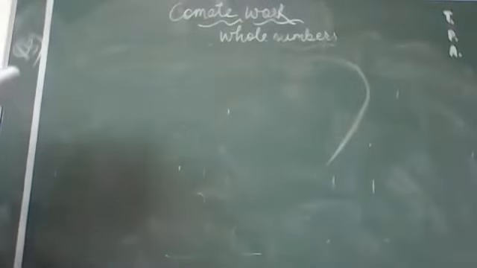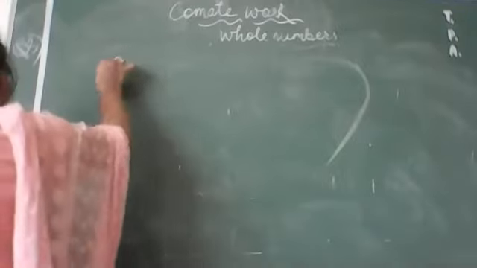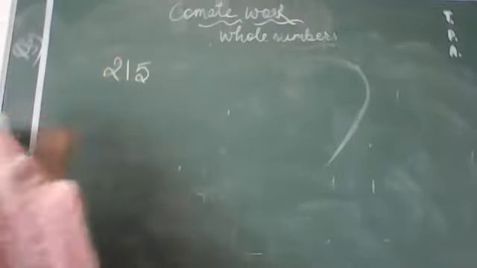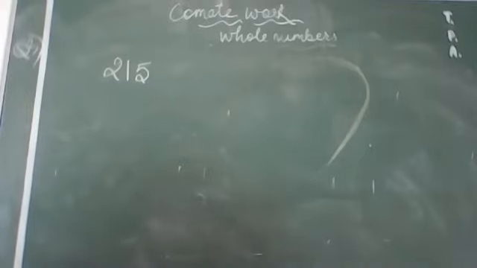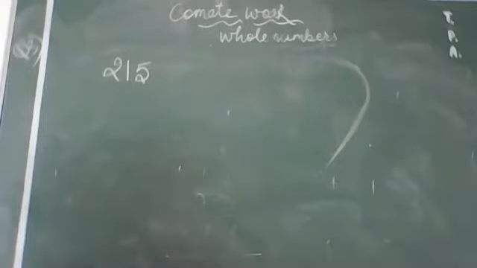Question number 3 is telling here, find the least 4-digit number which is exactly divisible by 215. Okay? It means you have to find a number which should be divisible by 215 and it should be the least 4-digit number. The smallest 4-digit number. So what we will do? We will do a very simple process.